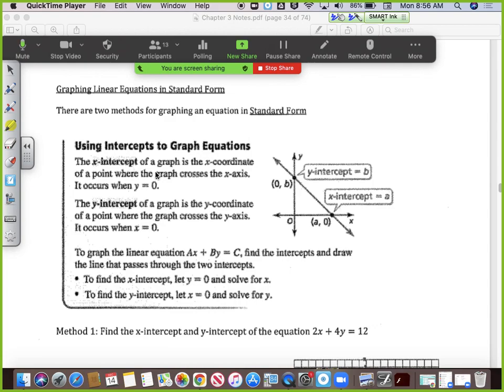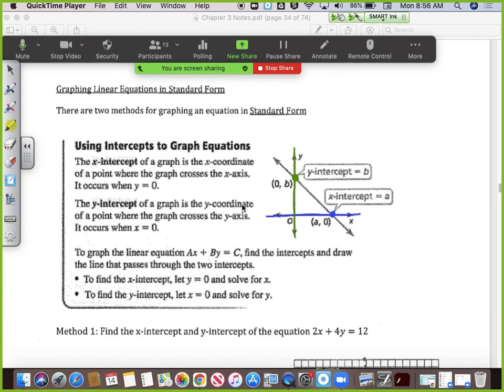The x-intercept is where it crosses the x-axis. So if we look here at this graph, here is the x-axis. The x-intercept is where it crosses the x-axis. The y-intercept is where it crosses the y-axis. We can see that that line crosses the y-axis right here.